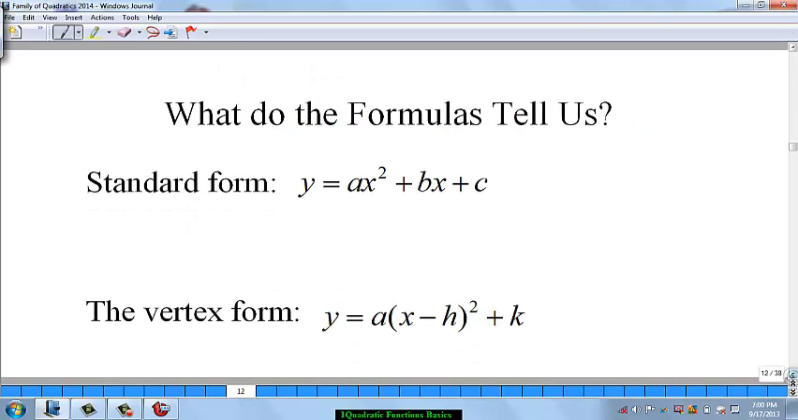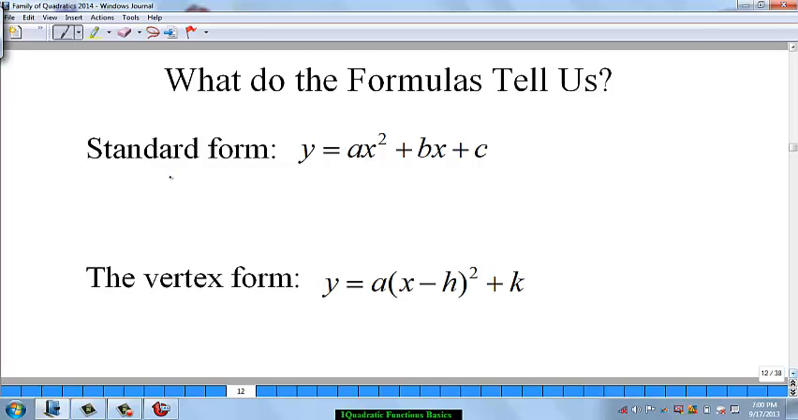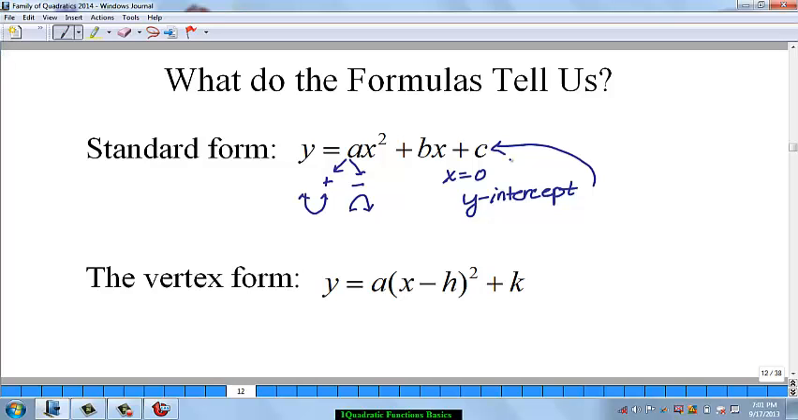So what do these formulas tell us? The standard form, again, if a is positive, it opens upwards. If a is negative, it opens downwards. So that tells us that. Here also, when x is 0, if I put a 0 here, I'd have y equals c. So that means our y-intercept, or where it crosses the y-axis, is whatever this number is. Because if x was 0, that would be our y-intercept. So that's what the standard formula tells us right off the bat when we look at it.